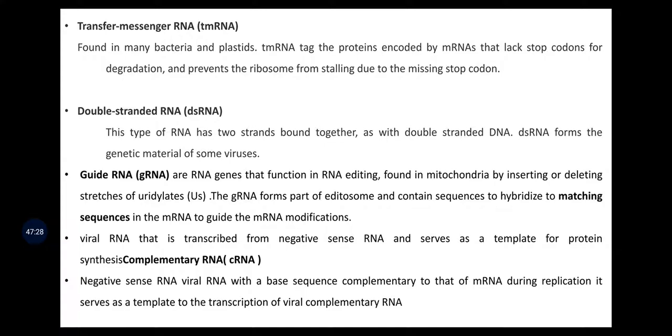Double-stranded RNA. This type of RNA has two strands bound together. As with double-stranded DNA, this forms the genetic material of some viruses, like, as I told, in many lower viruses, lower eukaryotes.